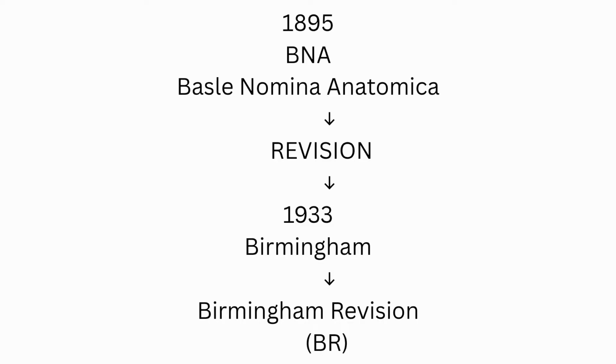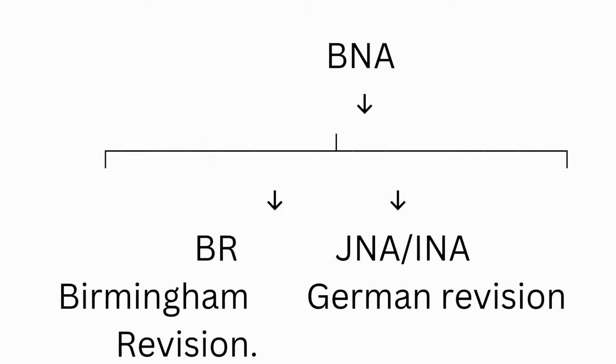Then, in 1935, another independent revision of the BNA was made by German anatomists. This revision was associated with Jena and was called Jena Nomina Anatomica. It is abbreviated as JNA, and you may also see INA used in this context. So now we have, in 1933, Birmingham Revision and, in 1935, Jena Nomina Anatomica.